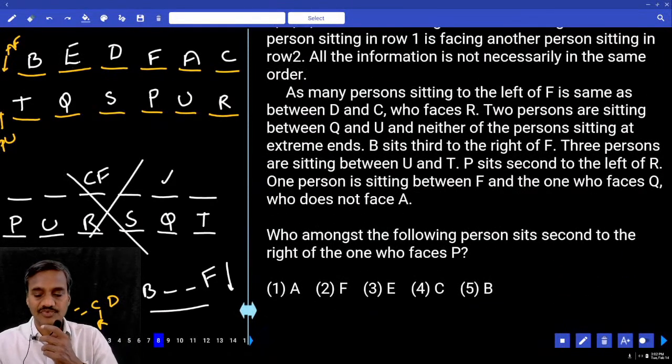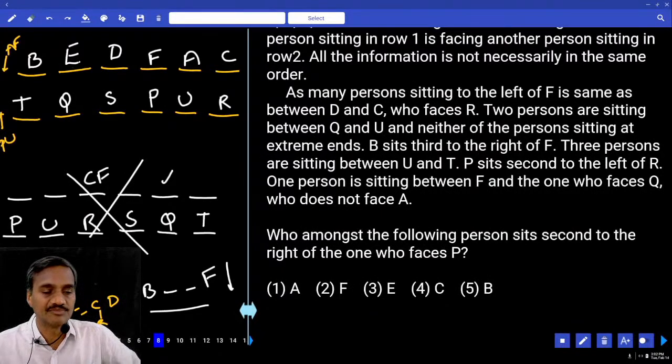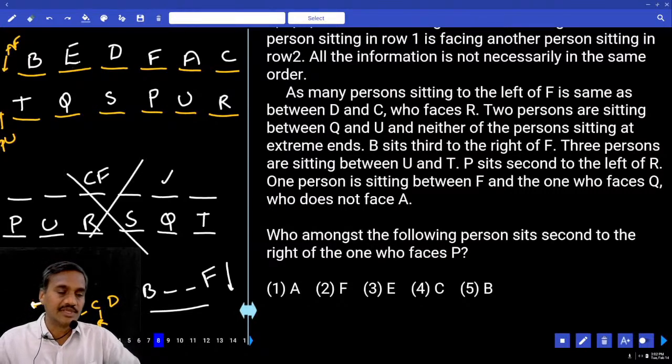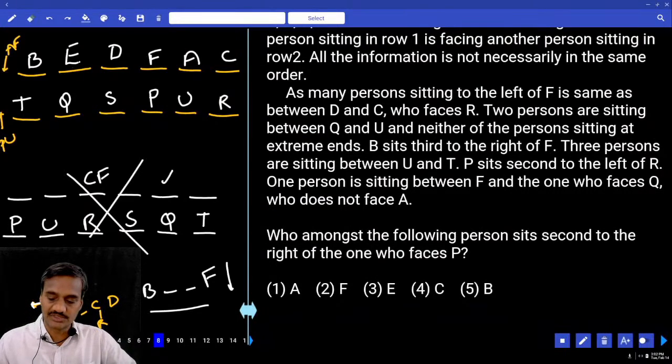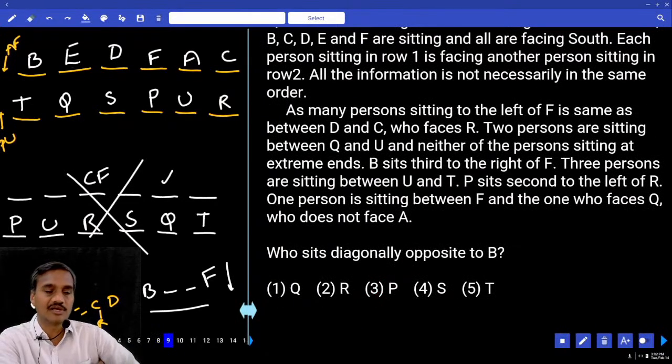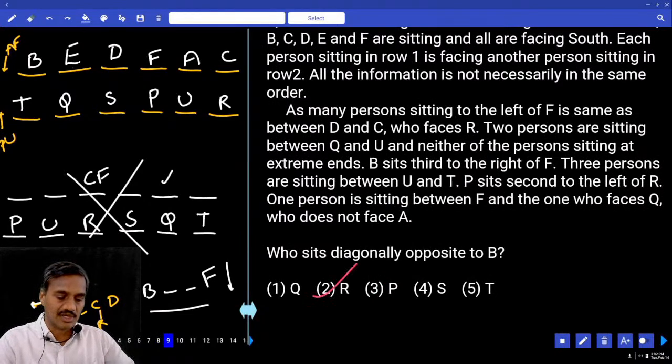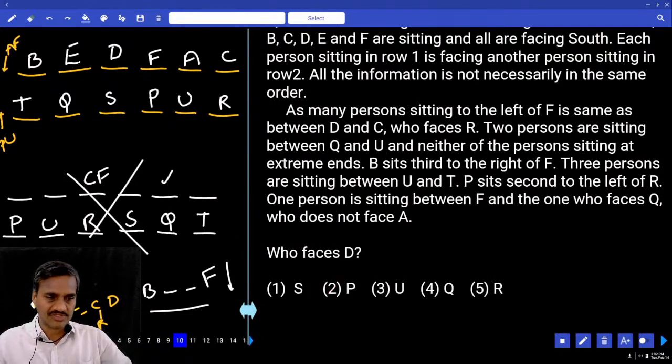Then who among the following sits second to the right of the one who faces P? The one who is facing P is F. Second to the right of F, who is that person? E, choice 3, question number 8. The ninth one, who sits diagonally opposite to B? Now tell me who is that person diagonally opposite to B? R, choice 2. And who faces D?